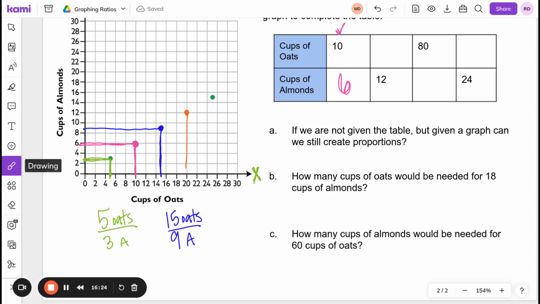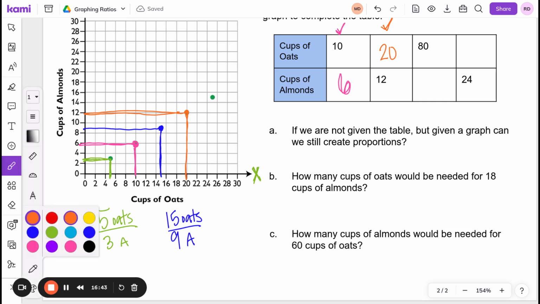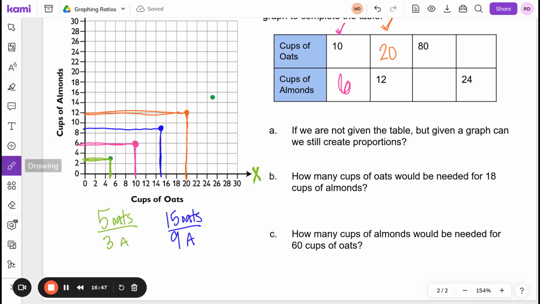Right here we have 20 cups of oats. That's not in our table. And 12 cups of almonds. That is this second point right here. So if it's 12 almonds, then it's 20 cups of oats. From here, we're going to have to find our other numbers by using our equivalent ratios from the table.